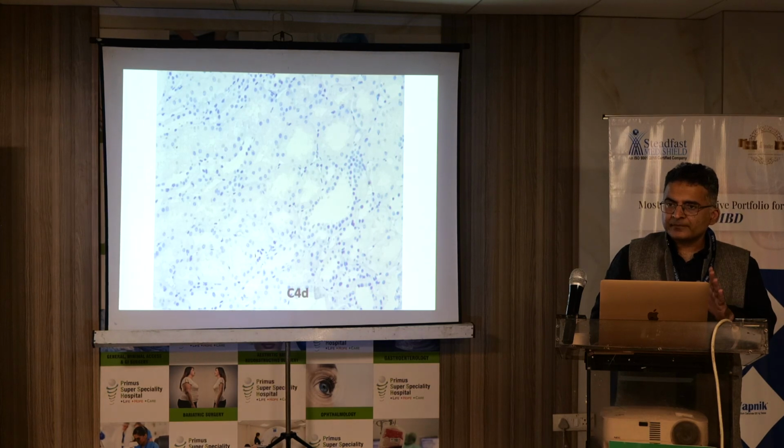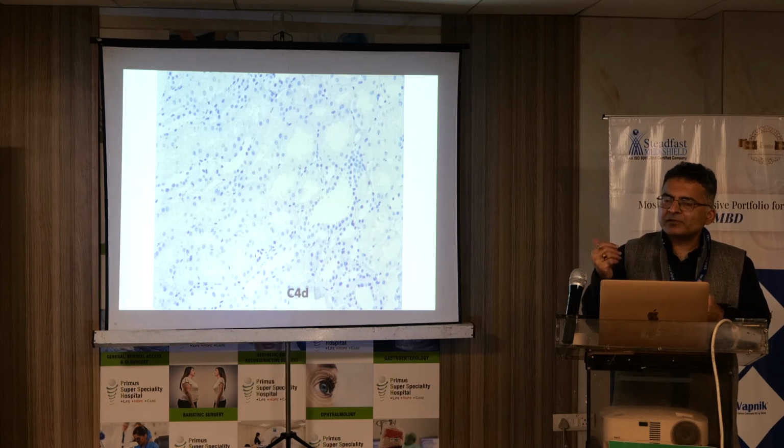C4D is also negative. So I have excluded infection. How have I excluded infection? There are no granulocytic casts in the tubules. I have excluded AMR because there is no glomerulitis, there is no PTC capillaritis, C4D is also negative, there is no TMA. There is no infiltrate in the interstitium, there is no tubulitis, so I excluded rejection. So the final diagnosis is it is ATN.